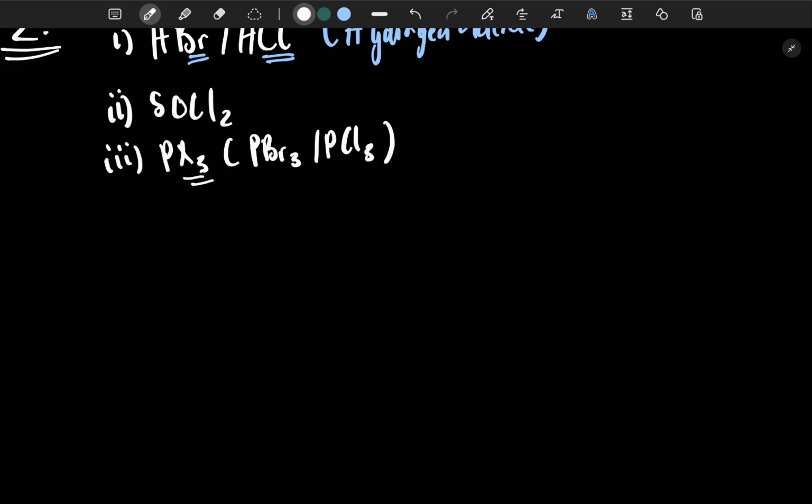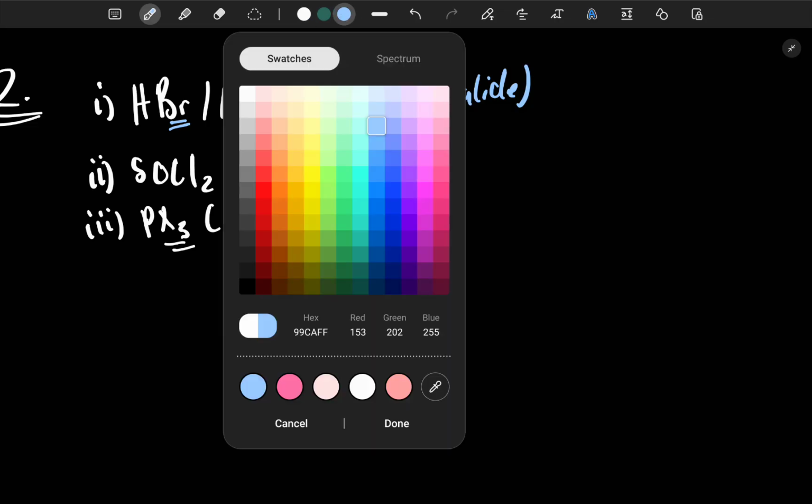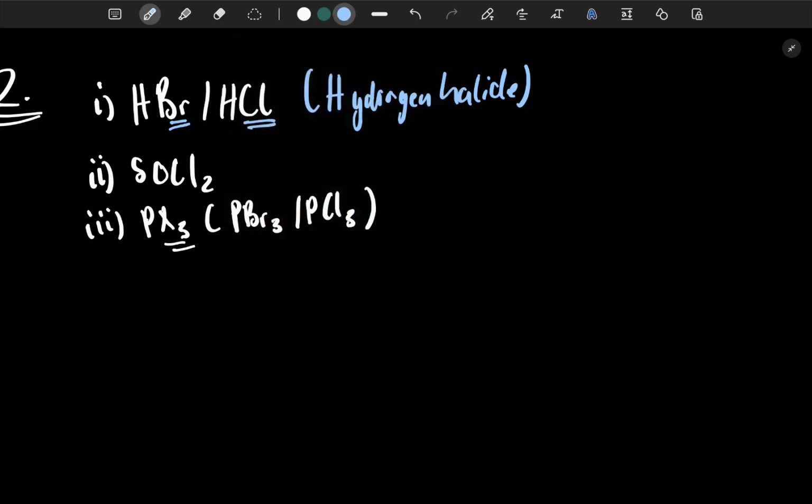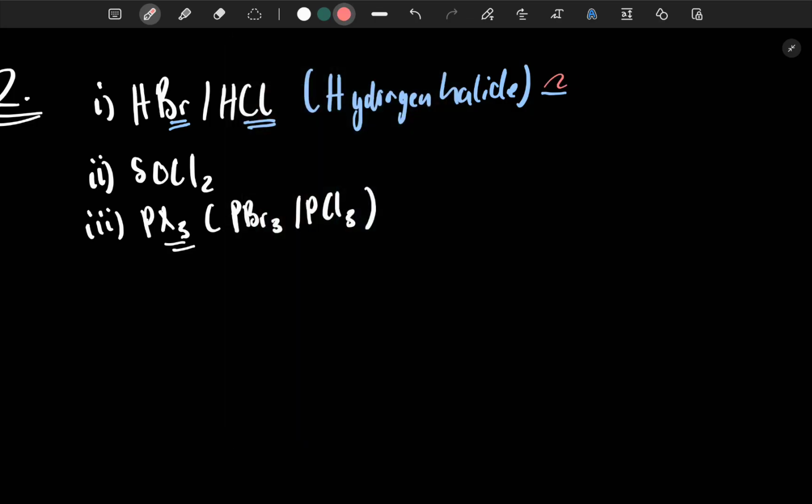So these are the three warriors that we have. These guys put back halogens where the alcohol was. So where the hydroxyl, the OH was, they're going to remove it and put in the halogen. So what's going to happen is, we just want to know who works where. Basically, this HBr, the hydrogen halide, works when you have tertiary alcohols.